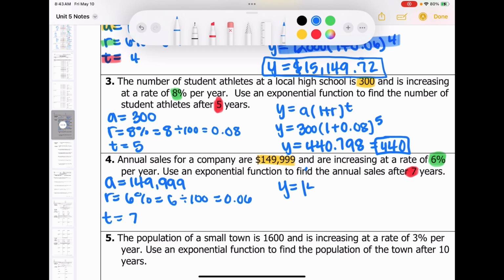So I'm going to have 149,999 parentheses 1 plus 0.06 to the 7th power. So I'm going to type that in my calculator, and I'm going to get $225,543.04.